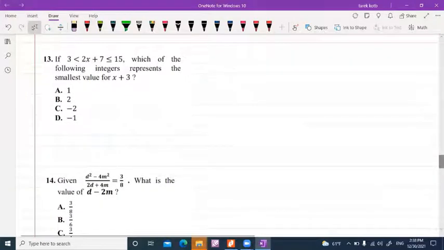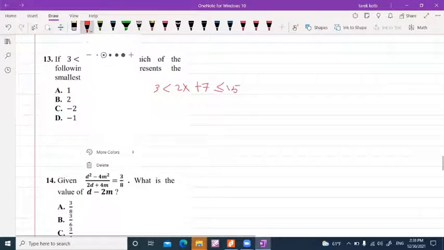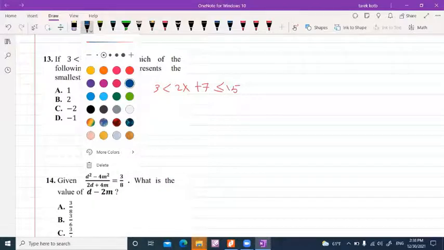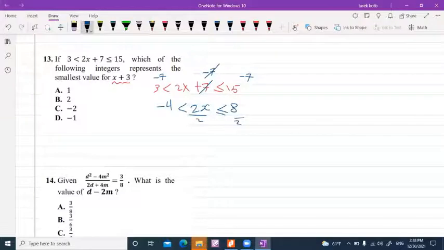Number 13, I have an inequality here. Which of the following integers represents the smallest value of x plus 3? Okay, let's solve this inequality first. Negative 3 less than 2x plus 7 less than or equal to 15. To solve this inequality, focus on the middle term. Try to get rid of the 7 by subtracting 7 from all 3 sides. So negative 7 cancels the positive 7. It will be 2x, and negative 3 minus 7 equals negative 10, no, 3 minus 7 equals negative 4, and 15 minus 7 equals what? Equals 8. Good. And then divide by 2, divide by 2.